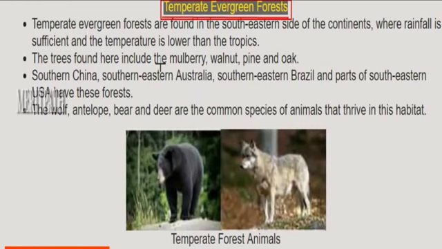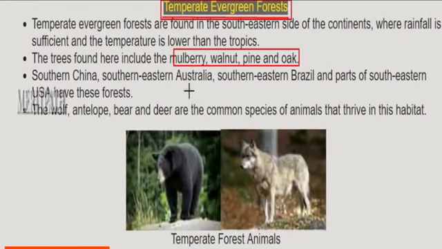Now, types of trees found here are mulberry, walnut, pine and oak. Now the most important and interesting part of this forest is that they are always evergreen. Temperate evergreen forest. Why do we call it evergreen? Because as there is no period of drought or frost in this region, they do not shed their leaves at any time. Therefore, they always remain green. So we name it evergreen, temperate evergreen.